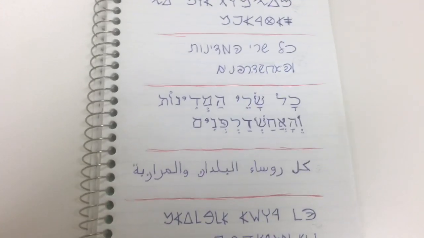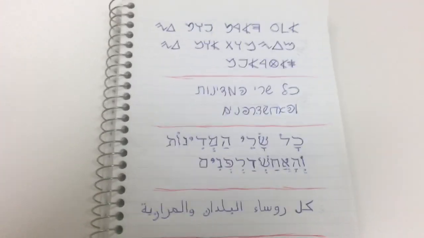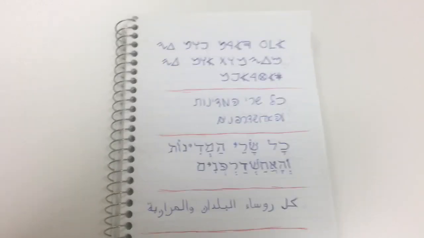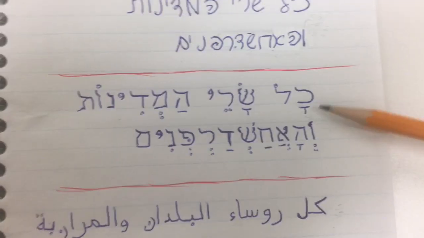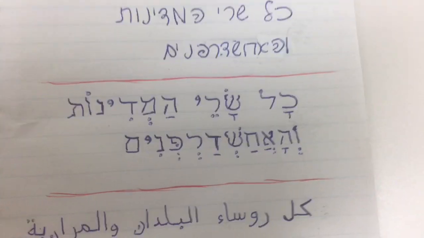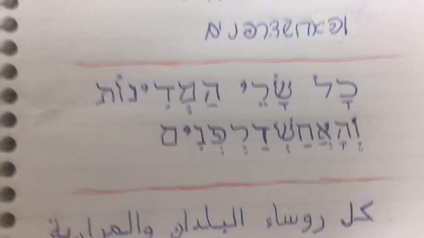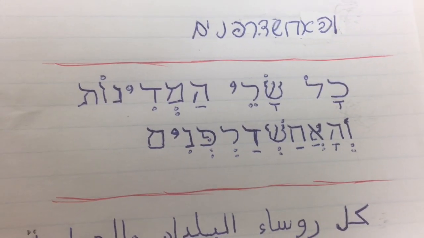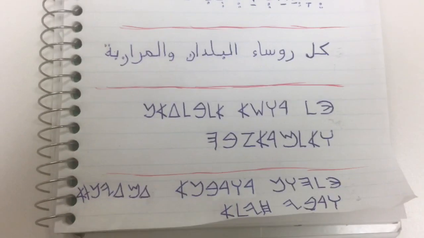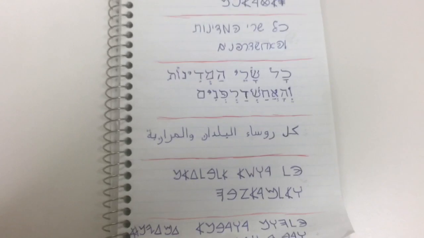You can write all sorts of different languages in a single script, and that's true of the Phoenician script. It's true of the Hebrew script. Many languages have been written in what's now called the standard Hebrew script, the Ashuri script, like Ladino and Yiddish and Judeo-Arabic and so on.